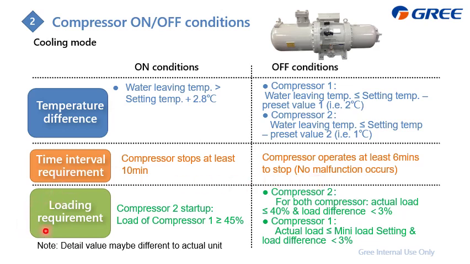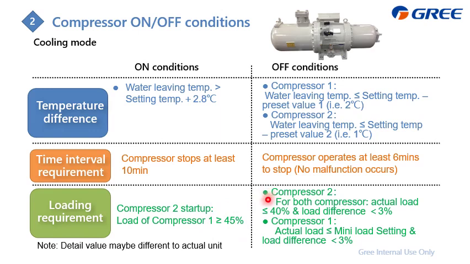And the last is the loading requirement, which means we need to change the slider position or change the compressor RPM for the inverter model. For the loading condition, to start up, when we detect the load of compressor 1 is higher than 45%, then we can turn on compressor 2 to lower the output.